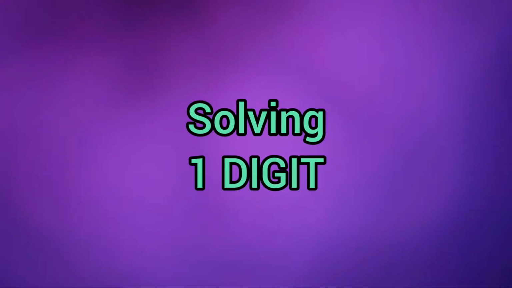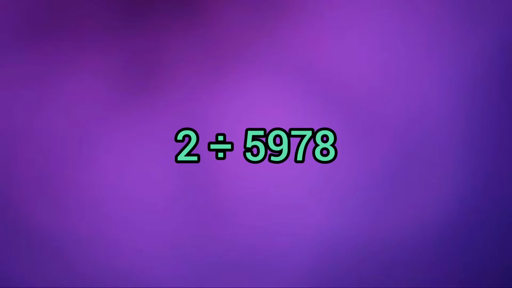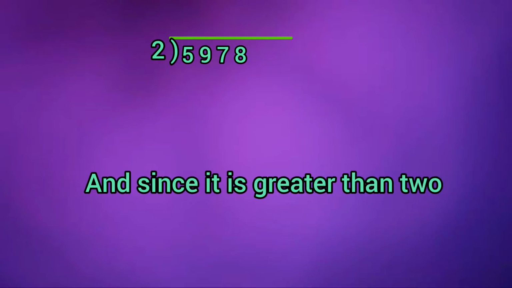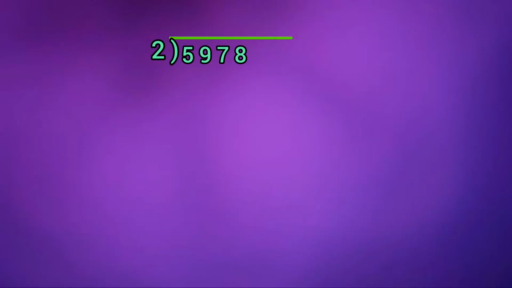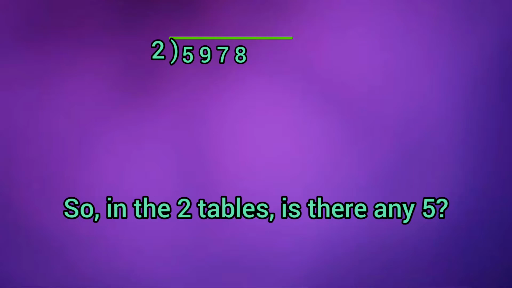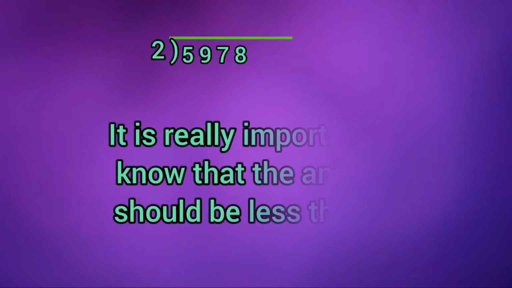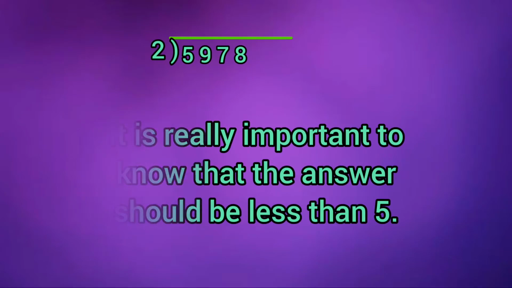Solving a 1-digit sum. 5978 divided by 2 is equal to, let's solve. The first digit of the dividend is 5, and since it is greater than 2, we can solve. So in the 2 tables, is there any 5? Let's find out. It is really important to know that the answer should be less than 5.